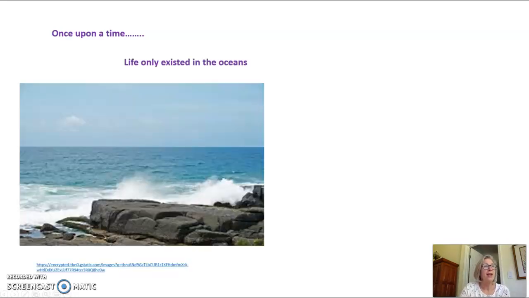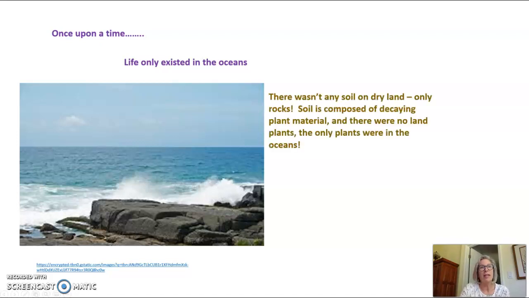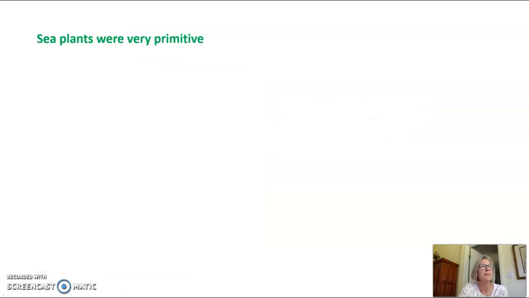Hi everyone! Tonight's video is on plant adaptations to land. So once upon a time, life existed only in the oceans. In fact, there wasn't even any soil on land. Land was just composed of rocks. Soil's composed of decaying plant material, and there were no land plants. The only plants were in the ocean, so there was no soil on the land.